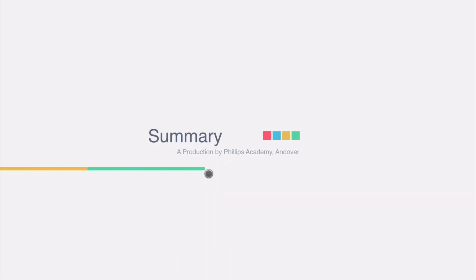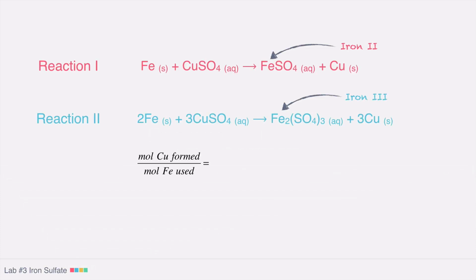Thanks, Carter. Let's take a look at the summary of this lab and review the important points. The first thing to note is that there are two possible reactions that could occur. The first involves iron 2 plus and the formation of iron 2 sulfate. The second involves the formation of iron 3 sulfate, incorporating iron 3 plus cations. Note that the stoichiometries are going to be different depending on which reaction is in operation.